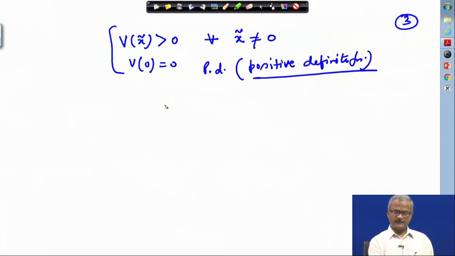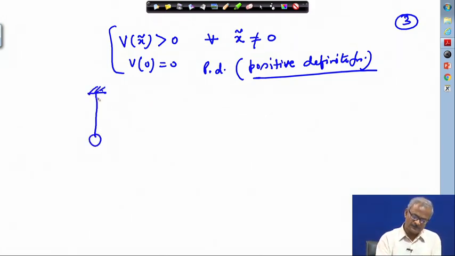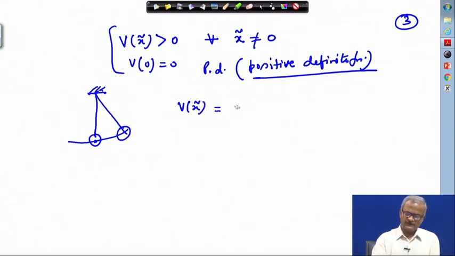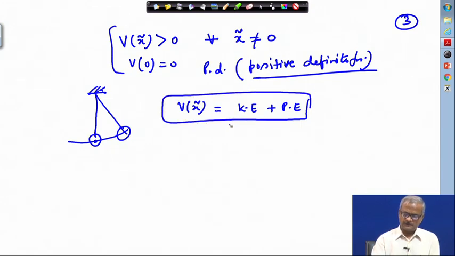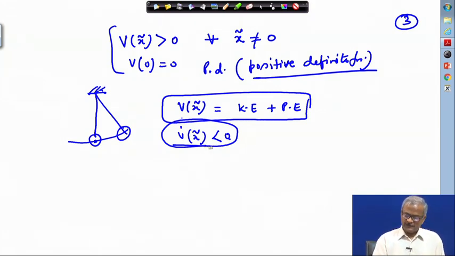In the Lyapunov analysis, what is assumed is that if I have this pendulum system and I displace it, it is going to continuously lose its energy. In this case I can write its energy V(x̃) as its kinetic energy plus potential energy. Over a period of time this will continuously decay. So V̇(x̃) is less than 0, and we will say that the system is asymptotically stable.